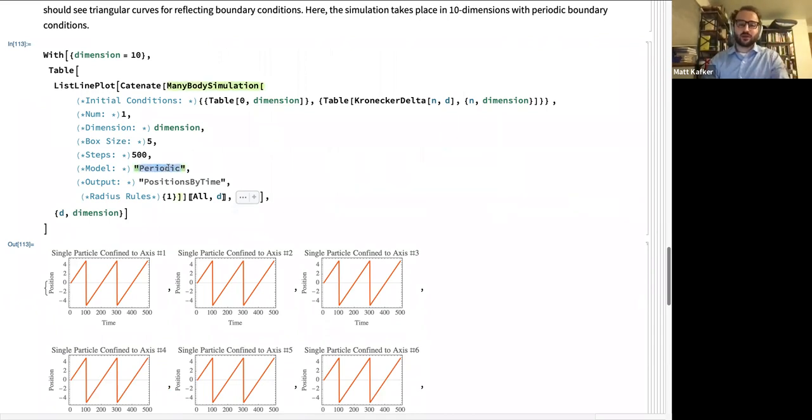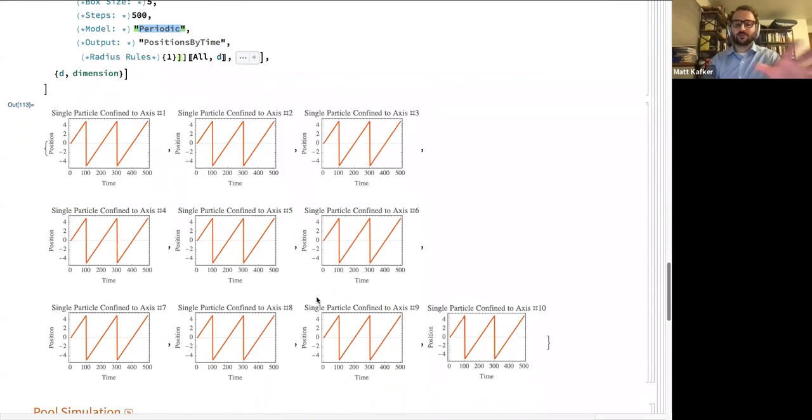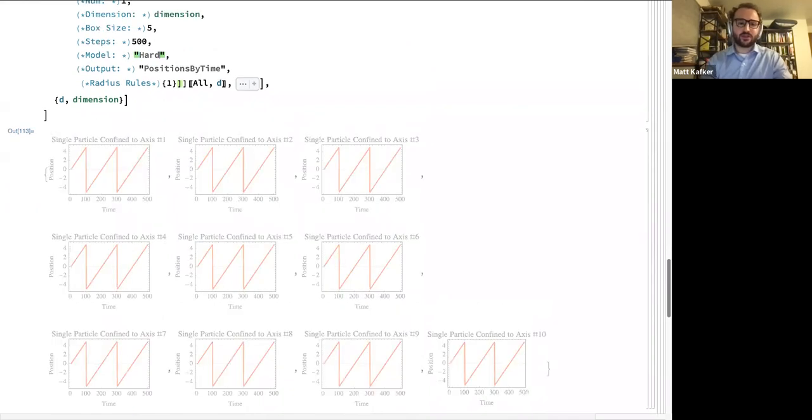So here we're running periodic boundary conditions. What we expect to happen is the particle, and we're plotting position versus time as we send the particle down each of the axes. So this is 10 dimensions and 10 separate simulations. The particle moves nicely to positive positions, and then it teleports to negative positions and then moves linearly and repeats the process. That's what we'd expect for periodic boundary conditions.